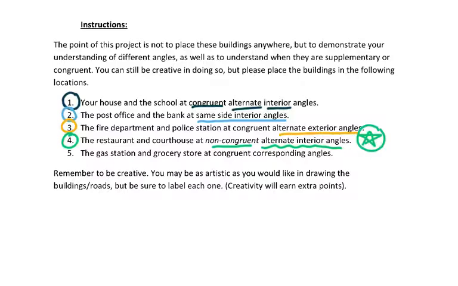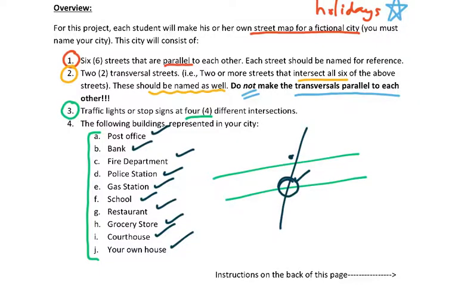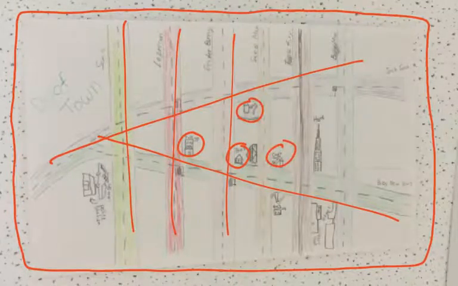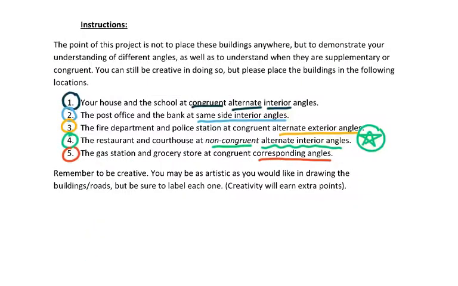And then finally, the gas station and the grocery store are going to be at corresponding angles that are congruent. All right? So you're going to have your diagram, like we saw back in the front page, of all these parallel lines and transversals, and you're going to put the different buildings where you see the angles could be, all these different locations. So be creative. They can go in different spots as long as they follow everything here in the rubric. Biggest part here: be creative.